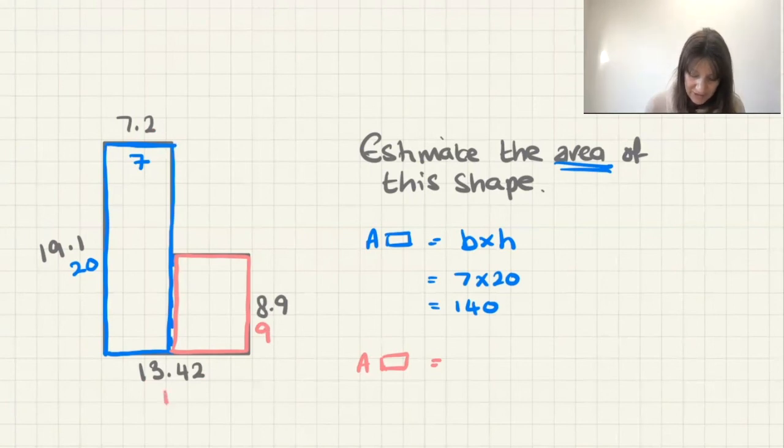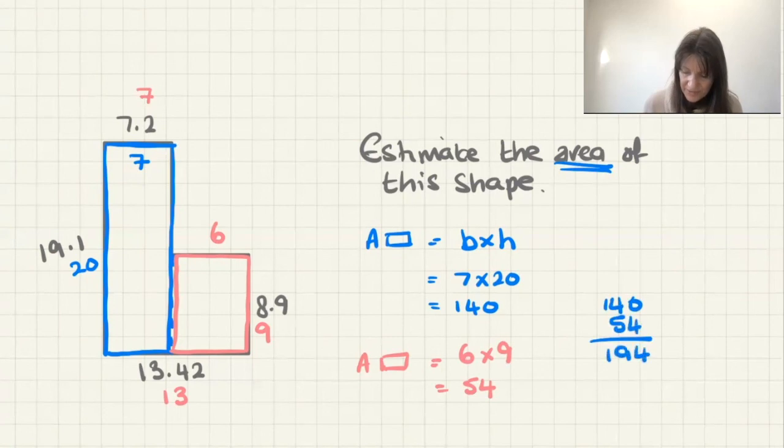This is going to round to 13. Okay. And this is going to round to 7. 13 take 7 is 6. So this missing edge is 6. And I am going to do 6 times 9, which is 54. The final answer is 140 plus 54, which is 194. If it had units, I would include my units.